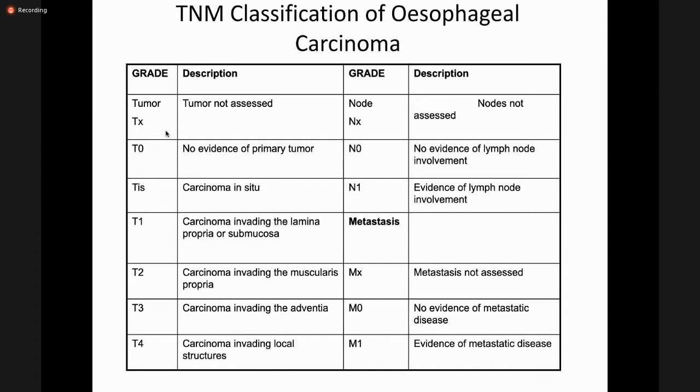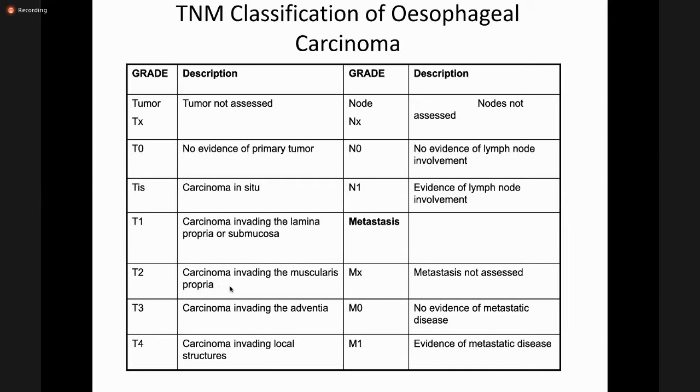TX means the tumor cannot be assessed, T0 means no evidence of a primary tumor, and Tis is carcinoma in situ, present only at the origin. These three, TX, T0 and Tis, are the same for other tumors also. But when we come to T1, it is carcinoma invading the lamina propria or submucosa. So the carcinoma is present in the mucosa, and if it reaches the submucosa but stays up to the submucosa, then we call it T1 stage.